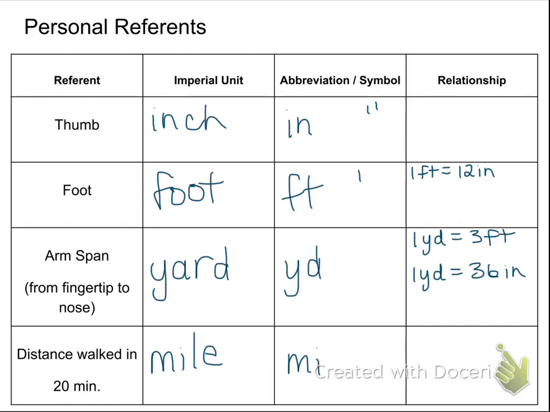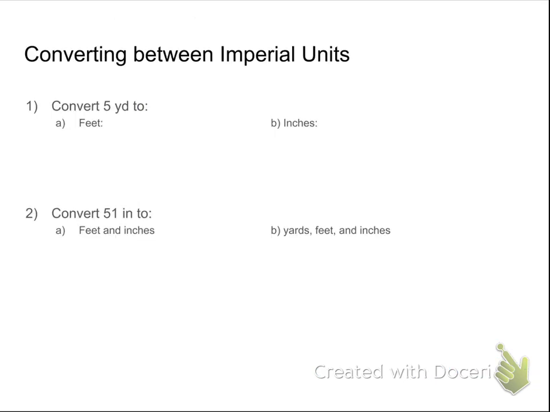And as far as the relationship between miles and the rest of the units, 1 mile is 1,760 yards. And if we multiply that by 3 to figure out how many feet it is, we get that 1 mile is 5,280 feet. So make sure you have this table completely filled in. You are going to be using these relationships to convert between units, just like we did for metric units, but now using these relationships. So we need to convert between these imperial units.